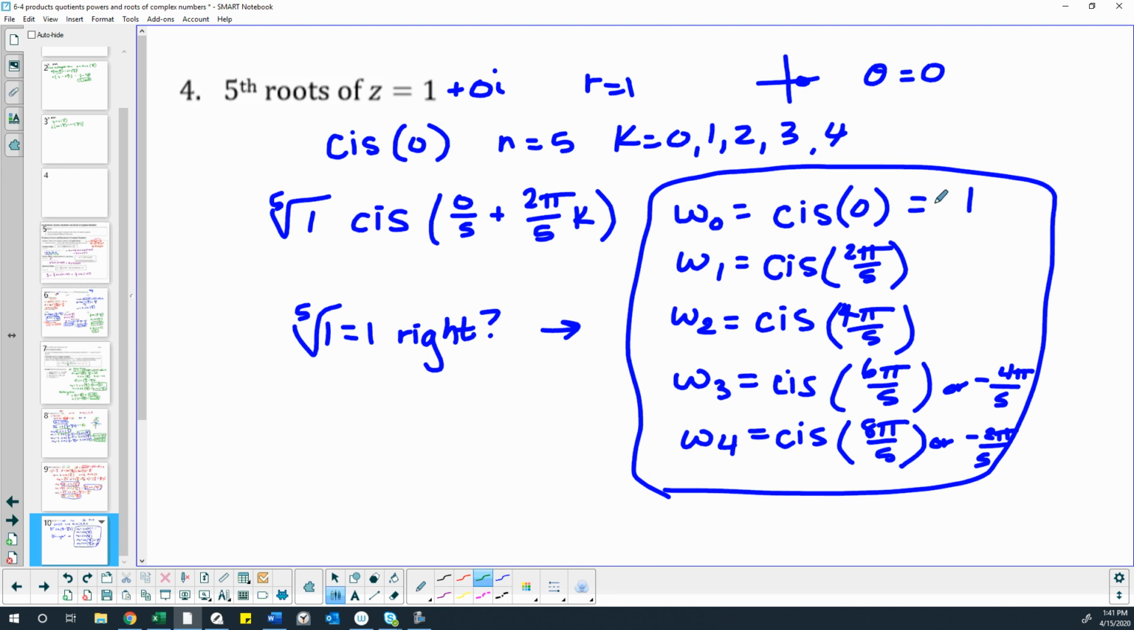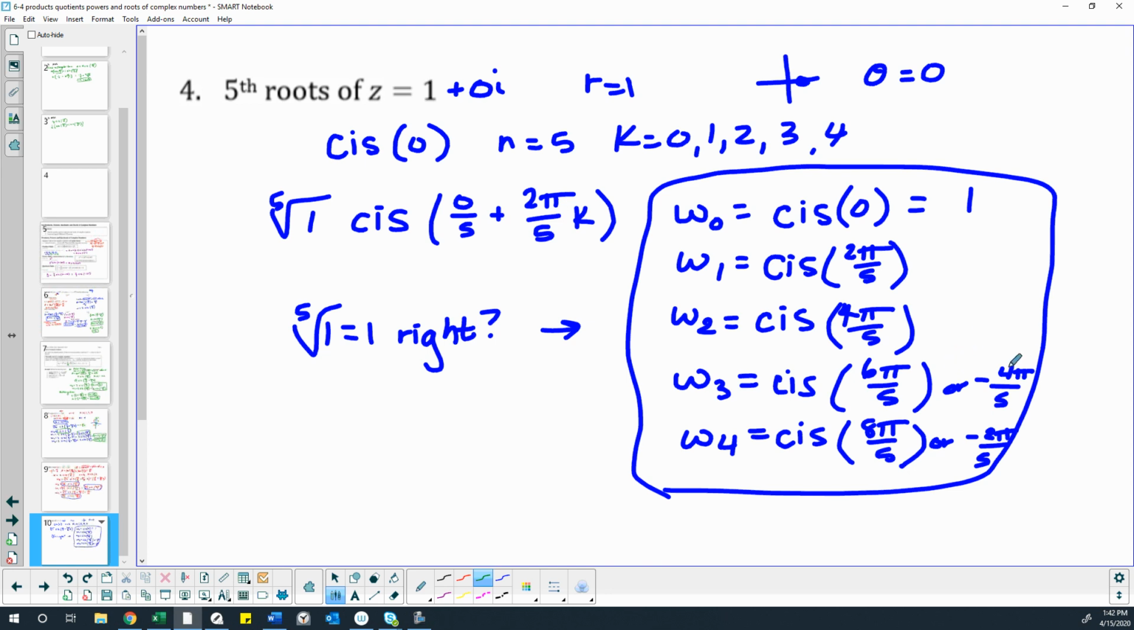So our first root is 1 times cosine plus i sine of 0, and of course that just equals 1, so the fifth root of 1 is 1. And then the first complex root is 1 times the cosine plus i sine of 2 pi fifths. That would be if k equals 1. So we're adding that to 0. Then the next one would be 1 times the cosine plus i sine of 4 pi fifths, because we're taking 0 plus 2 pi fifths times 2. And then the third one would be 1 times the cosine plus i sine of 6 pi fifths, because it would be 0 plus 3 times 2 pi fifths.